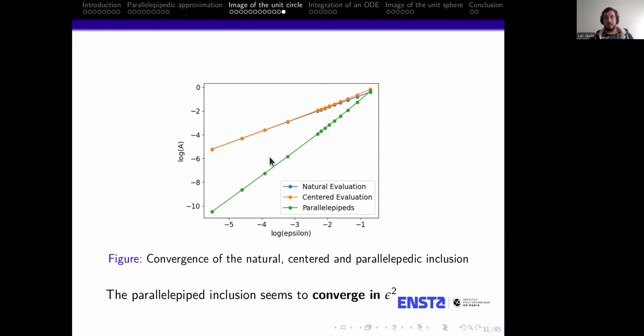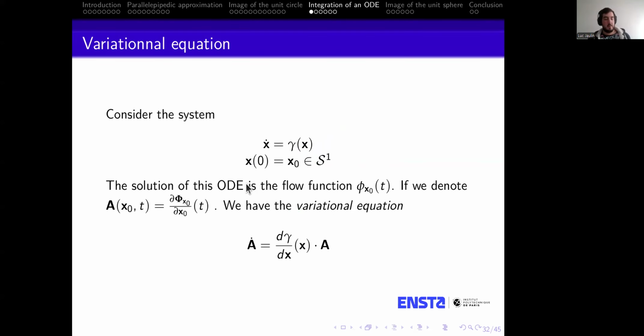So here we had an easy case, let's say, because we had the expression of the function. For the unknown map, we have an analytic expression of the function. Now, what I need for my application is I have an ODE here, and the function that I'm trying to study is the flow function, the solution of this ODE. To do so, for my parallelepipeds, I need two things. I need to be able to evaluate my function, and I also need to be able to evaluate its Jacobian.